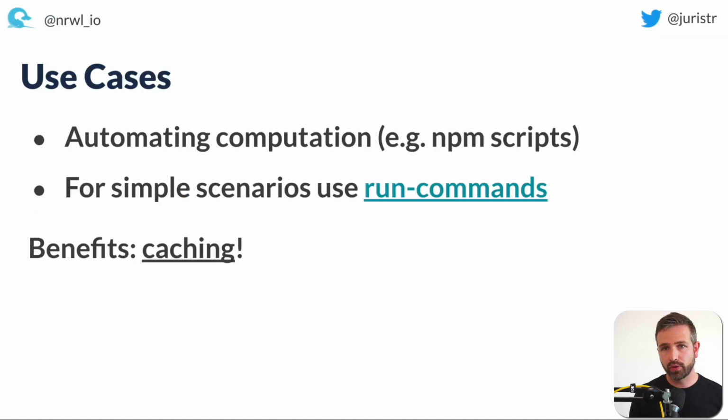The use case for an executor is obviously automating computation in general. So whenever you have really complex NPM scripts or JavaScript files that you invoke from the NPM scripts, think about wrapping them in an executor, because the main benefit there is the caching, right? Since, as we have seen, this runs through the NX pipeline, NX will also be able to cache it. And so you can take advantage of all those benefits. Now, for very simple scenarios, you actually might not need to write an executor itself, but you can just use the run commands.